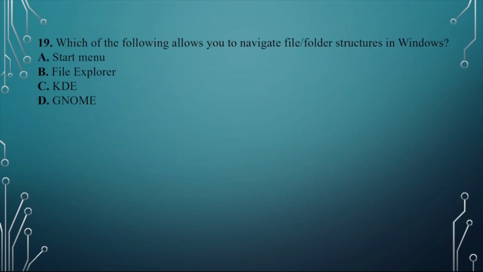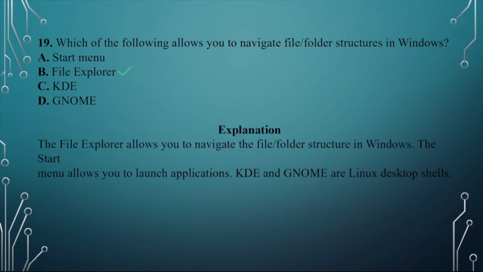Question number 19. Which of the following allows you to navigate file/folder structures in Windows? A. Start menu. B. File Explorer. C. KDE. D. GNOME. The answer here is B. File Explorer. The File Explorer allows you to navigate the file/folder structure in Windows. The Start menu allows you to launch applications. KDE and GNOME are Linux desktop shells.